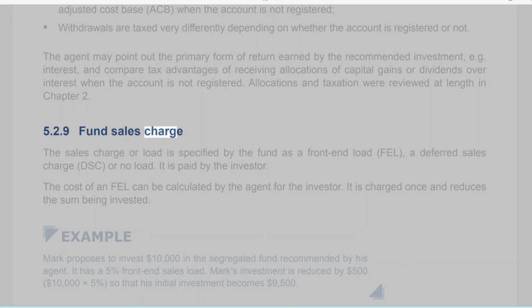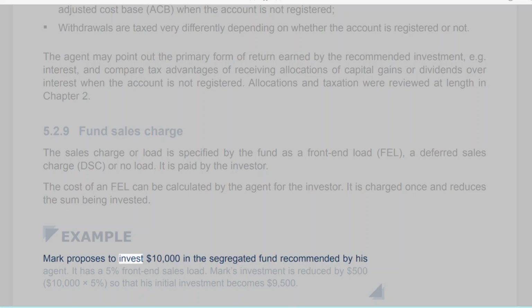5.2.9 Fund Sales Charge. The sales charge or load is specified by the fund as a front-end load, FEL, a deferred sales charge, DSC, or no load. It is paid by the investor. The cost of an FEL can be calculated by the agent for the investor. It is charged once and reduces the sum being invested.